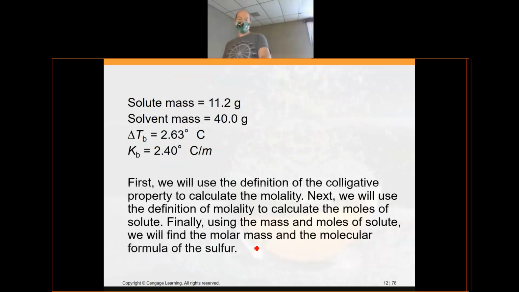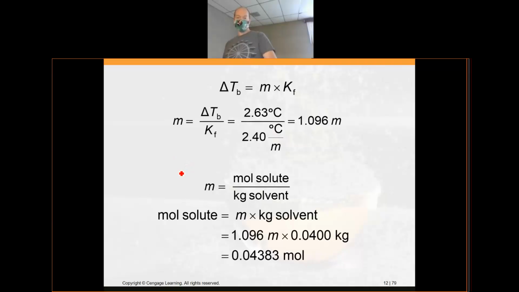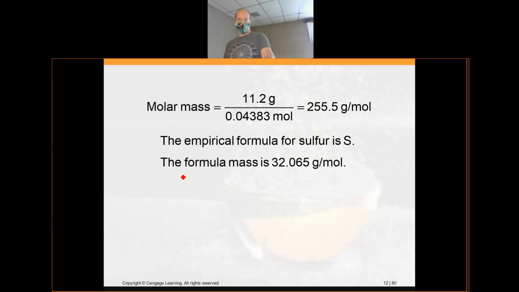So the molality is going to be 1.096. All right, and so when you solve for the molar mass, when you put those numbers in, you get 255.5. That is the molar mass of sulfur. All right, that is not the molar mass of sulfur. The molar mass of sulfur is 32.065.